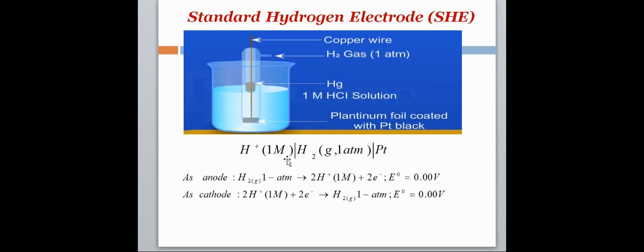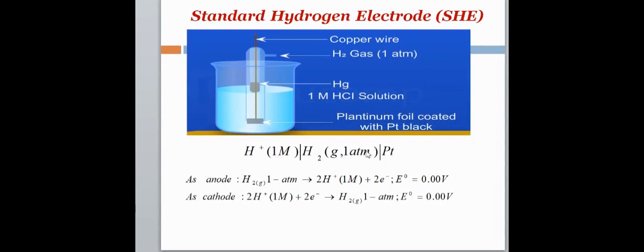The cell representation can be done like this: H plus 1 molar vertical bar H2 gas 1 atm. Talking about this cell representation, remember when I was showing you the cell representation or cell formulation, at that time we did come across something like this. One of the electrodes at the cathode was this electrode. So whenever you come across H plus 1 molar vertical bar hydrogen gas at 1 atm pressure and platinum, this means the electrode used is the standard hydrogen electrode.